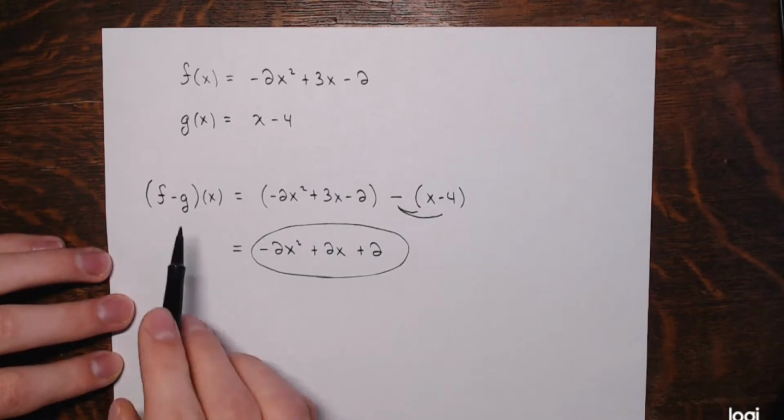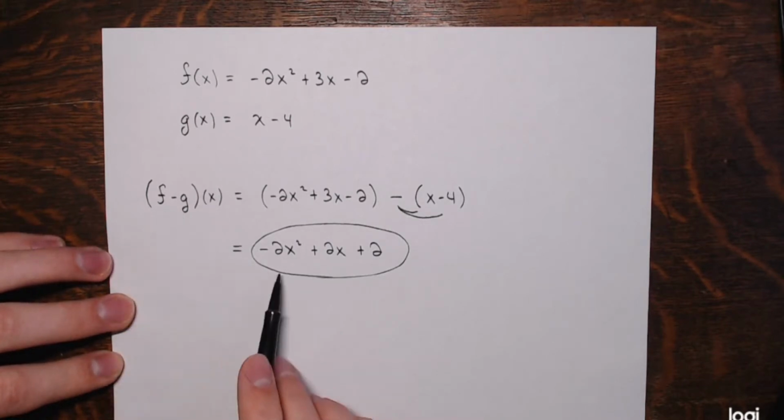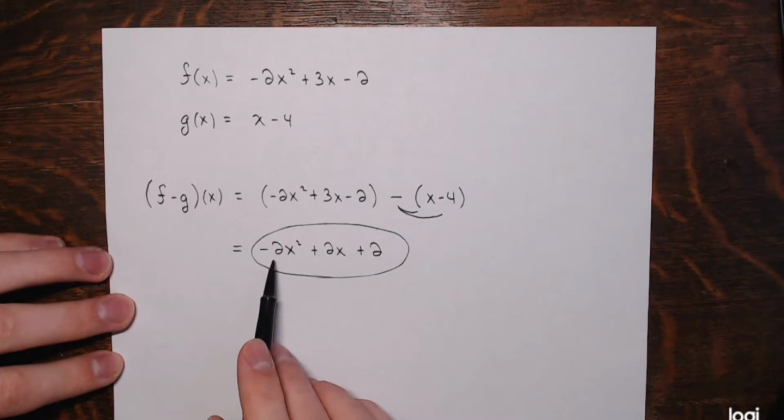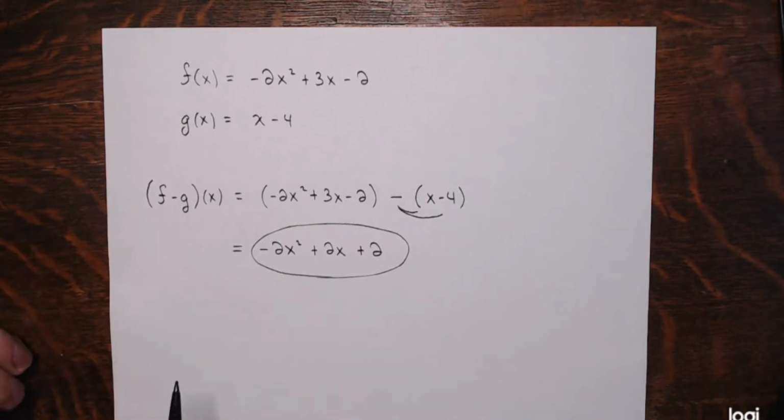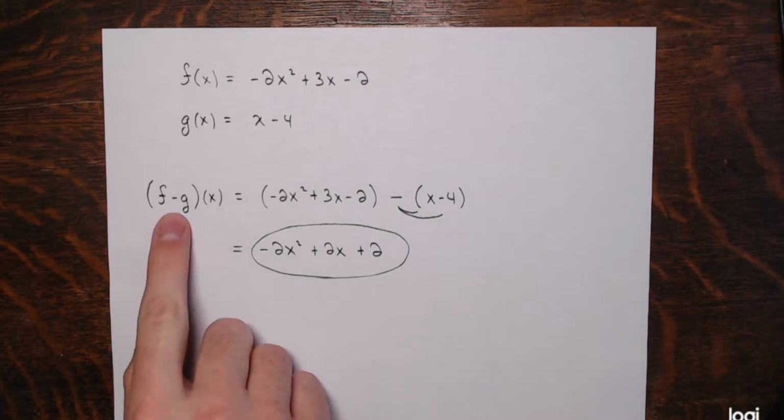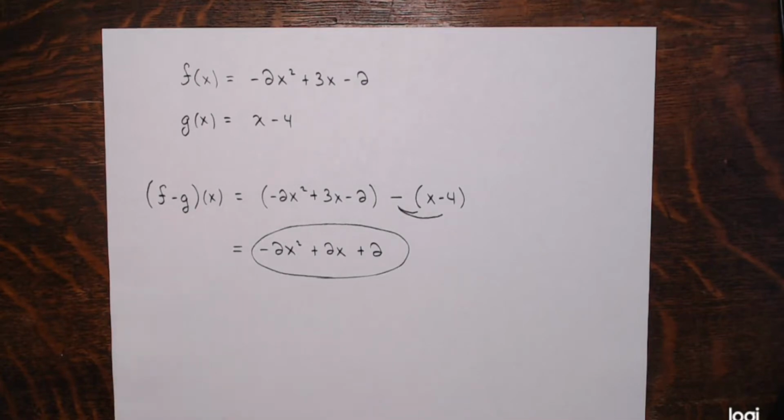Now, if they did g minus f, it would be just the opposite of this. It would be positive 2x squared minus 2x minus 2, right? F minus g and g minus f are different, right? They're opposites. If you're adding, it doesn't matter what order. F plus g, g plus f, they'll give you the same thing. Same thing with multiplication. But subtraction and division, the order matters.